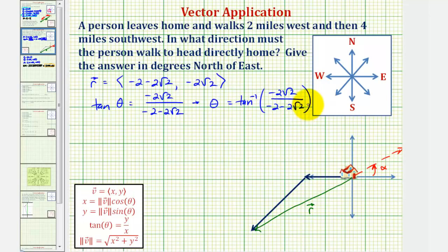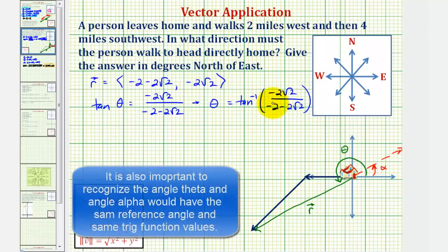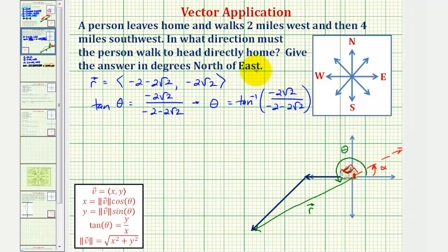Now remember, our angle theta, this angle here, is actually in the third quadrant, but remember the range of inverse tangent is the open interval from negative 90 degrees to positive 90 degrees. And since tangent theta is positive in both the first and third quadrants, this inverse tangent function value should return our angle alpha, which would be the number of degrees north of east. Let's go ahead and give it a try.